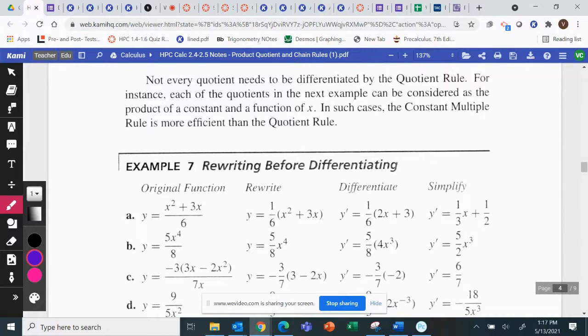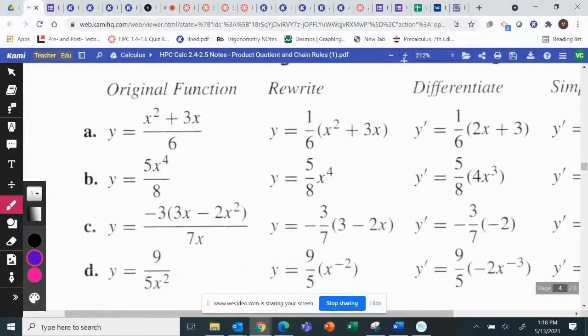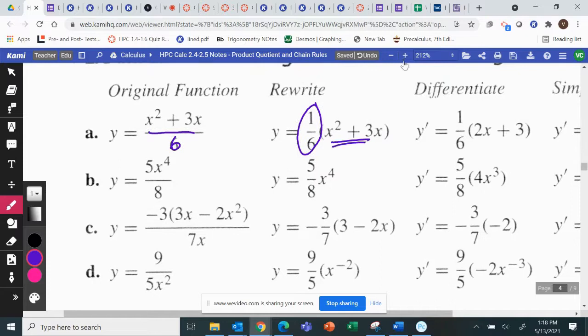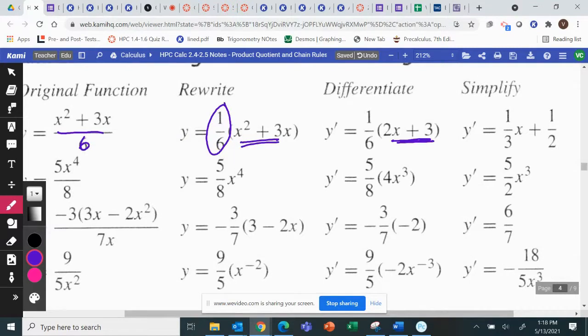Not every single quotient you see is going to need the quotient rule. For example, when you look at question A, it's divided by 6. Instead of doing the whole quotient rule where you put it over 6 squared at the end, you can just pull out 1/6, and it's a multiplier. It's a scalar right in front. So you can take the derivative of this, which is what they're doing, 2x plus 3, and multiply that by 1/6, completely avoiding the quotient. So if you can see that ahead of time, you're going to save yourself some time.